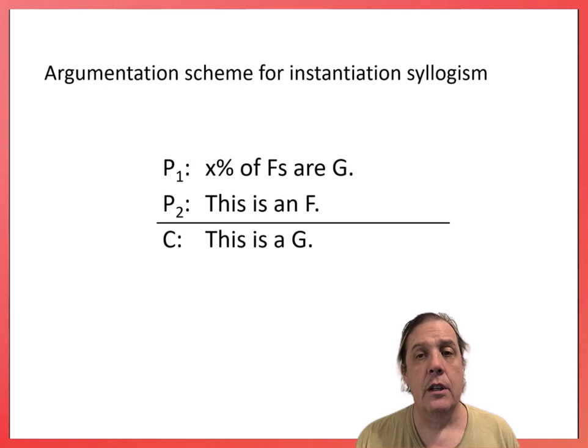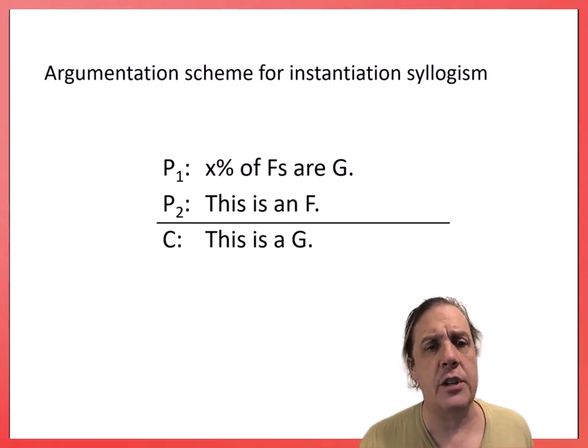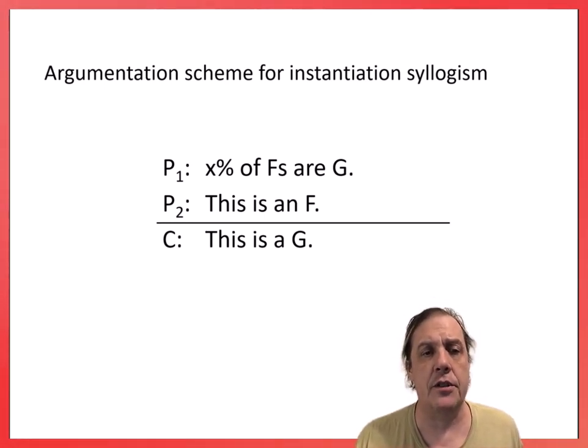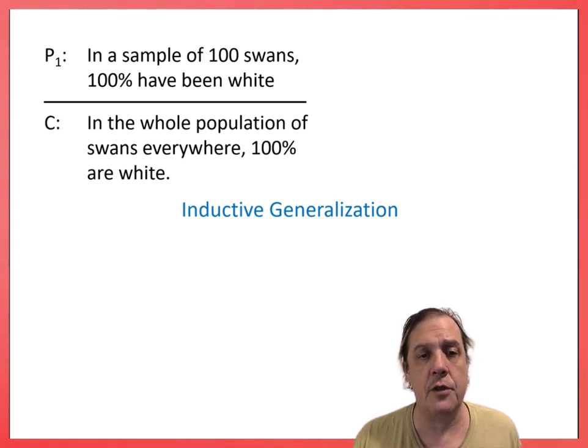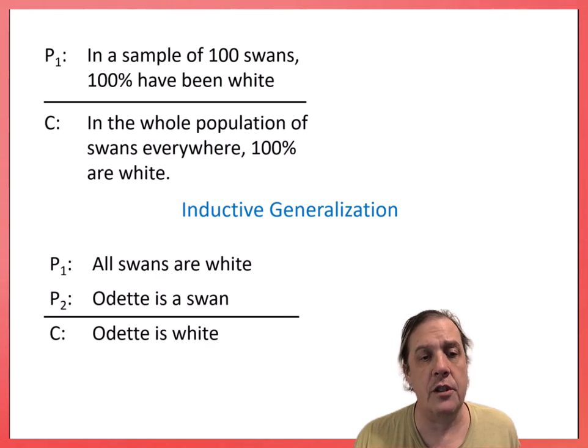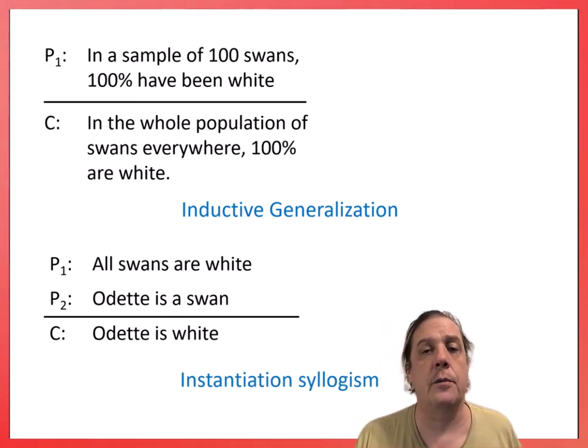So now let's look at our examples again and focus on how instantiation syllogism is different than inductive generalization. So you have this argument. This is our inductive generalization. In a sample of 100 swans, 100% have been white. Therefore, in the whole population of swans everywhere, 100% are white. That's an inductive generalization. Going the other direction, all swans are white, Odette is a swan, Odette is white. That's the instantiation syllogism.